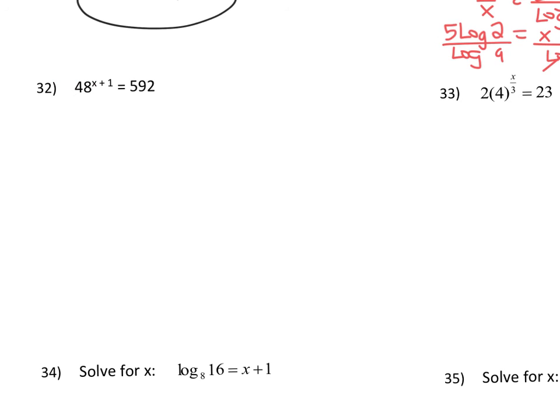All right, so why don't you try out 32 and 33 on your own, and then you could hit play, see how you did, and we're going to stop here. We're going to save 34 and 35 for tomorrow.